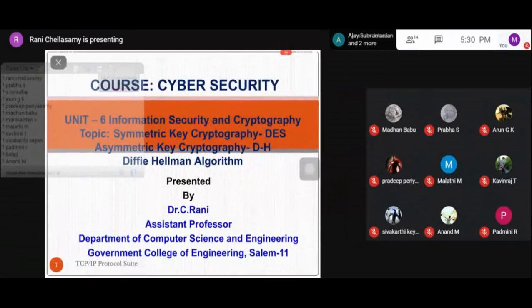Symmetric key cryptography, that is the DES algorithm, the Data Encryption Standard algorithm, which is a very familiar encryption algorithm. And the next thing we'll be seeing is asymmetric key cryptography, that is the DH algorithm, the Diffie-Hellman algorithm. So these two algorithms we are going to deal with in today's class.